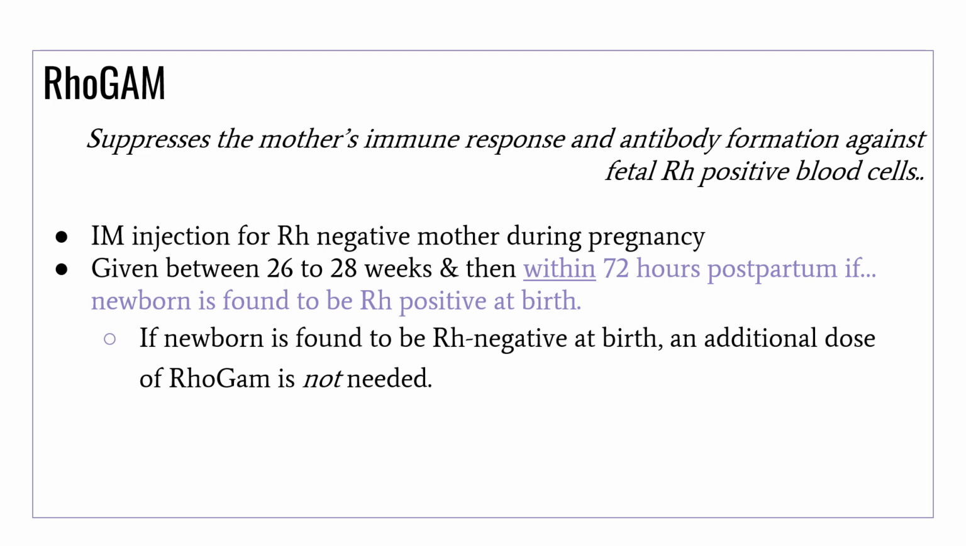Understand that if the newborn has a negative blood type along with the mother, it should not be given. However, if the newborn has a positive blood type, it needs to be given within that 72 hours postpartum. We know the baby's blood type because at birth, the provider collects blood from the umbilical cord and it gets sent off to the lab so that we can investigate if the mother needs RhoGAM or not.